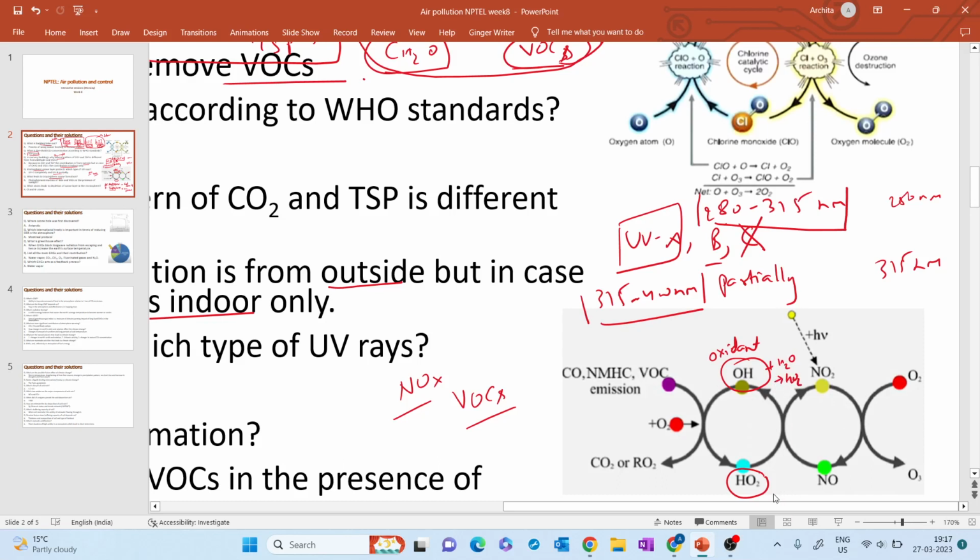Now this HO2 can act as a reservoir molecule and can undergo reaction or can choose not to go ahead with the reaction. Now, NO2 is another oxidant, but the problem is NO2 is majorly present during the night time, and OH is a daytime pollutant or oxidant.